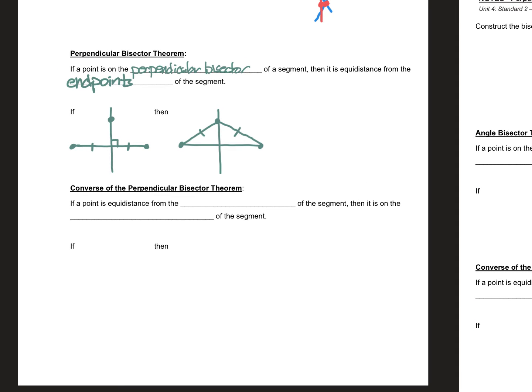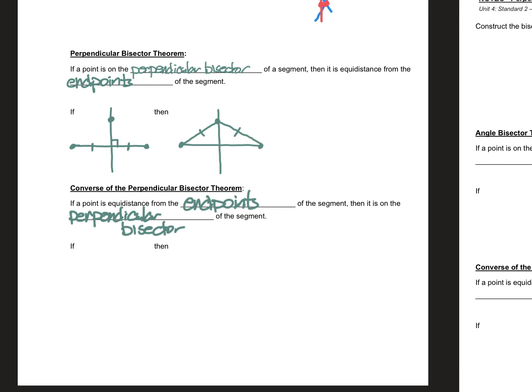So the converse, you know how to write the converse, so go ahead and pause and fill that in. If a point is equidistant from the endpoints of the segment, then it is on the perpendicular bisector of the segment. I kind of ran out of room there.